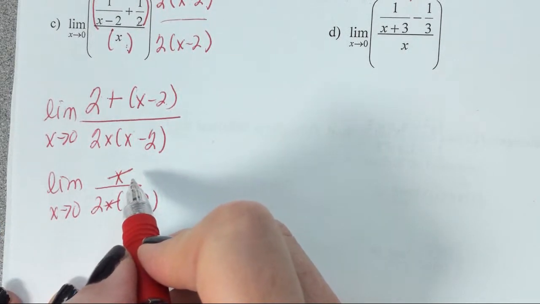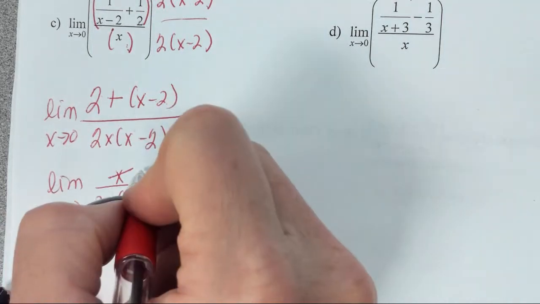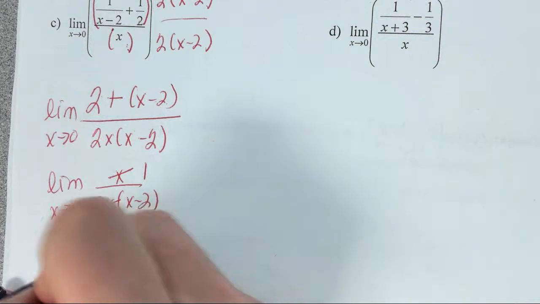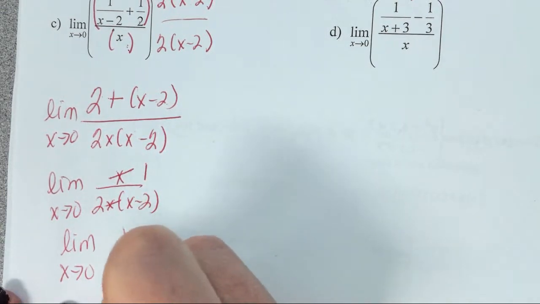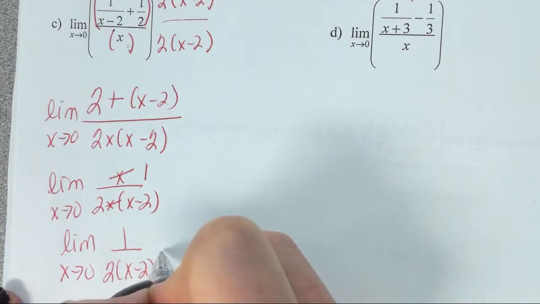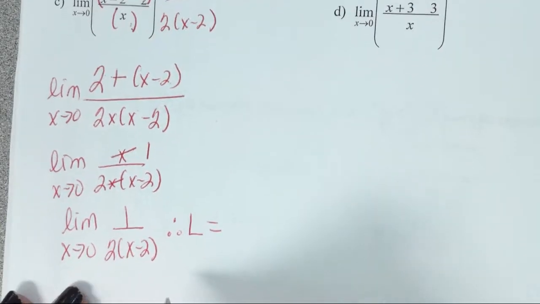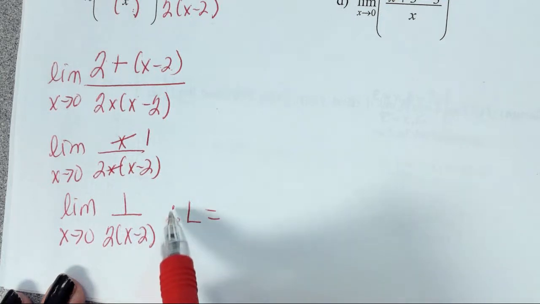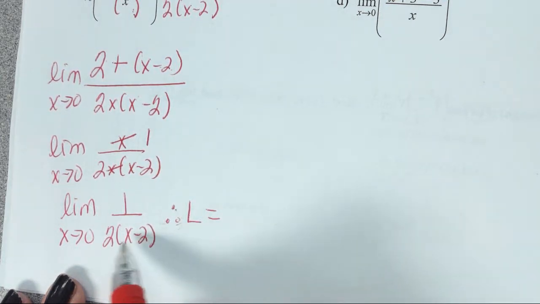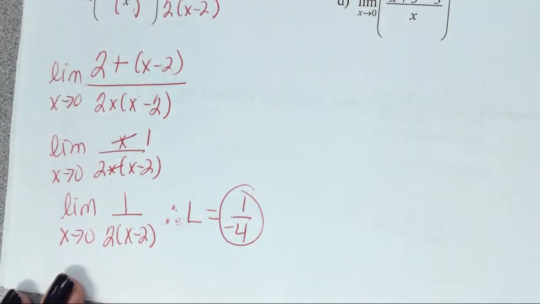What's left on the top if everything cancels out? Not 0 either. 1. There's a 1 left there. So now our problem is the limit as x approaches 0 of 1 over 2 times x minus 2. My whole goal is to figure out what the answer is when I plug in 0 for x. These 3 dots just mean therefore. So I'm going to have 0 minus 2 is negative 2, so 2 times negative 2, it's going to be negative 1/4.